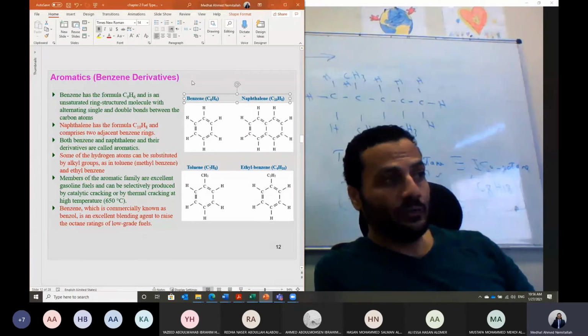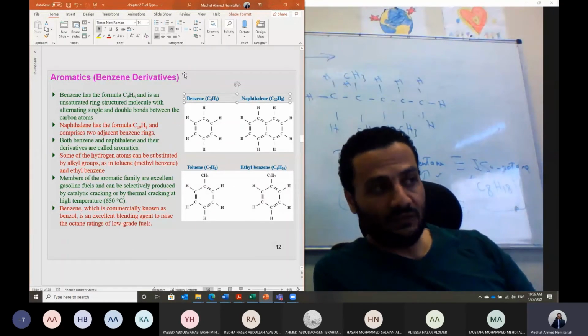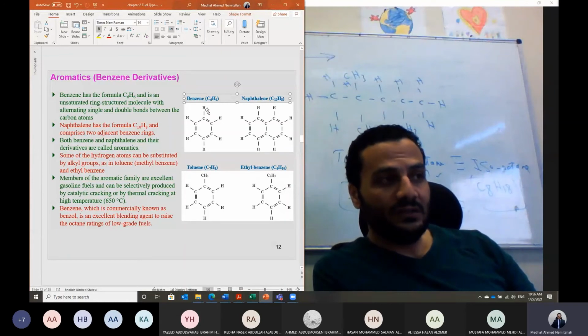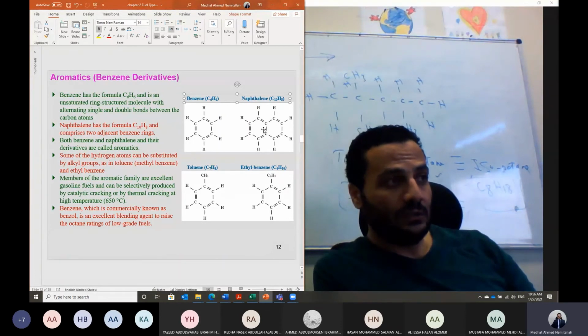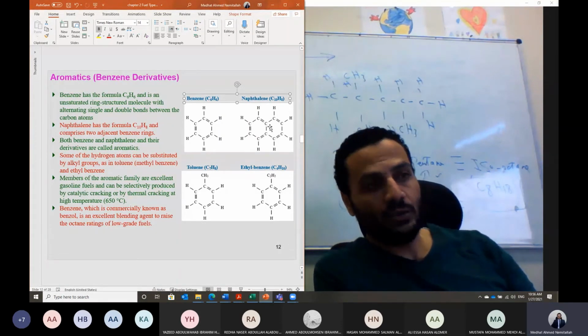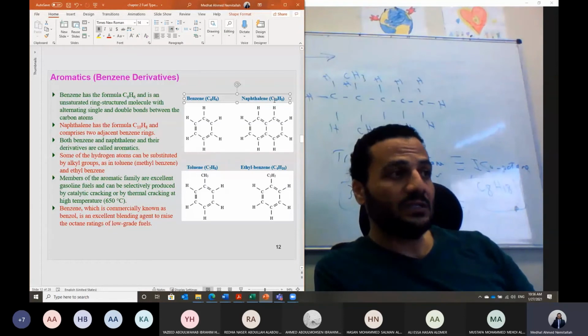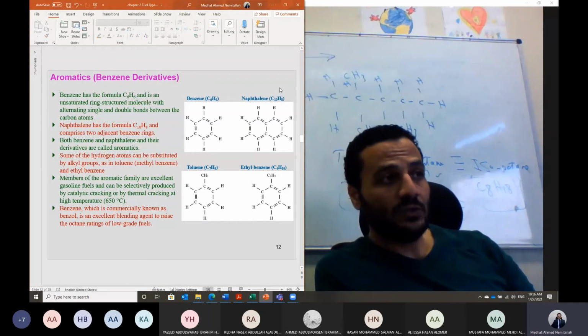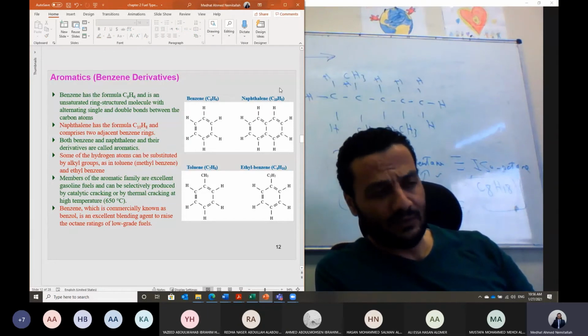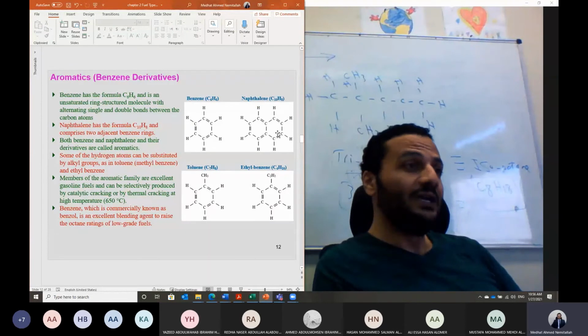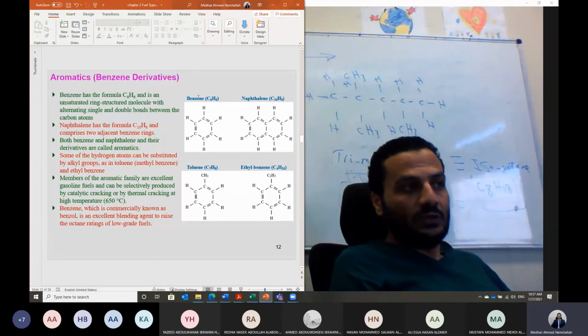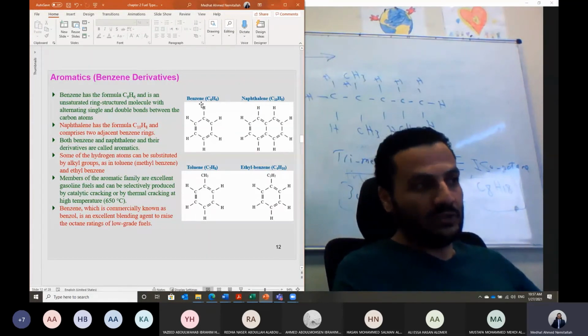These aromatic groups, we call them benzene derivatives, formed either from benzene or we have naphthalene. Naphthalene is just two benzene rings attached to each other. So in this case, the formula is C10H8. We call it naphthalene. Even this is a commercial name. Naphthalene is just two rings of benzene connected to each other.